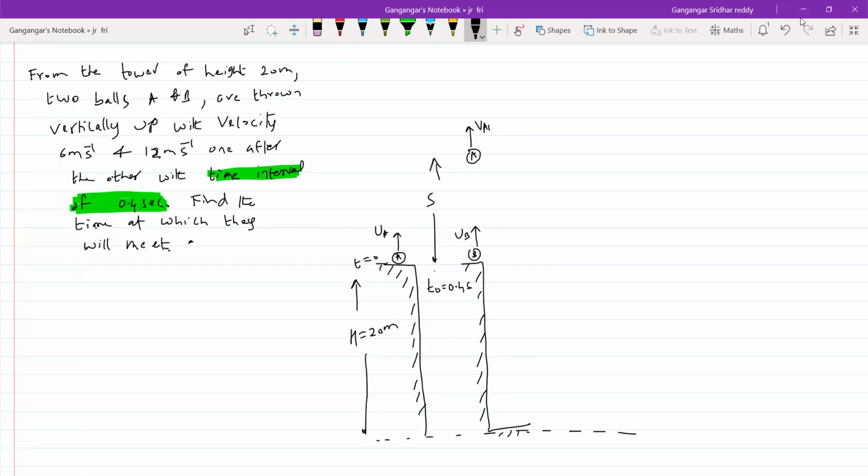At t equal to 0.4 seconds, we'll end up getting VA as 0? No, sir, I made a mistake. I took the velocity wrong. The time of flight of ball A is 2 into 6 by 10, which is 1.2 seconds, that is 2U by g. So 0.4 seconds means it will still be in flight.